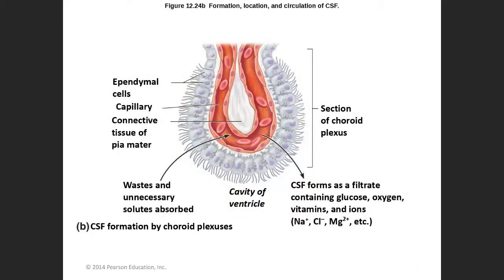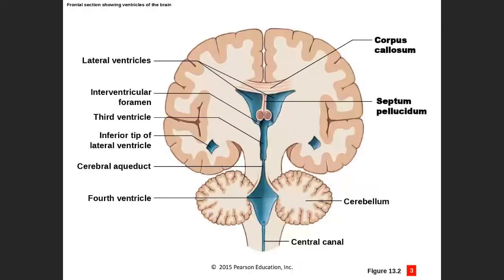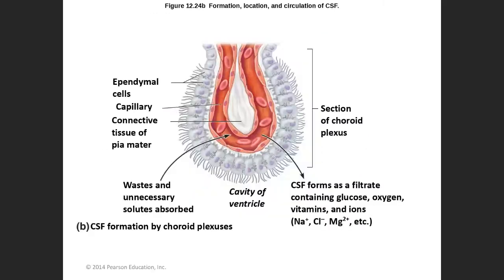This is just showing you a section of the choroid plexus. Remembering that the choroid plexus, which is located, oh, it's not on this image. Oh, well. The choroid plexus, which forms the cerebrospinal fluid, I should say. This is what it looks like.